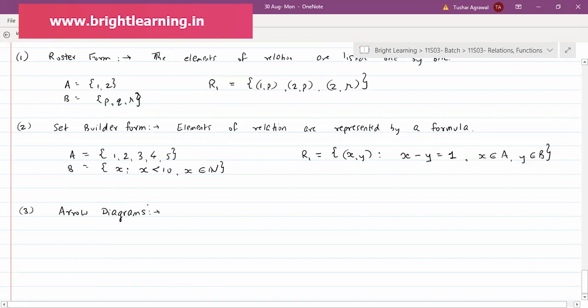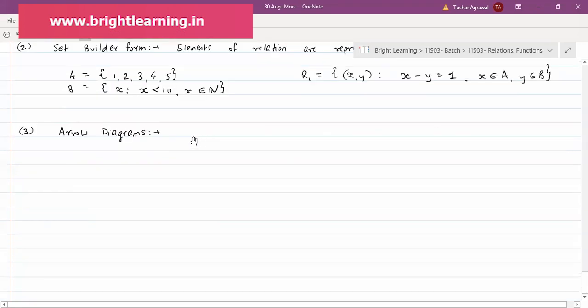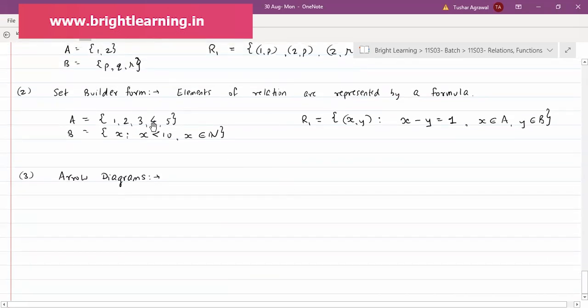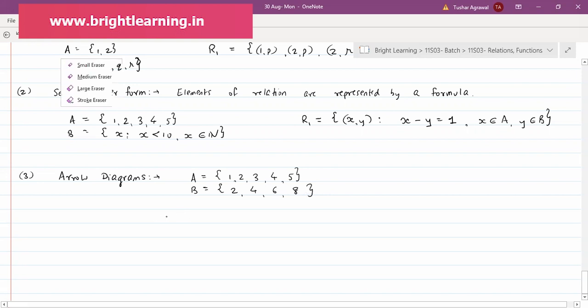How the arrow diagrams work, for example: arrow diagrams mean the ordered pairs. The elements in the first set and the elements in the second set will be connected by actual arrows. For example, consider A equals 1, 2, 3, 4, 5 and B equals 2, 4, 6, 8. That's it.